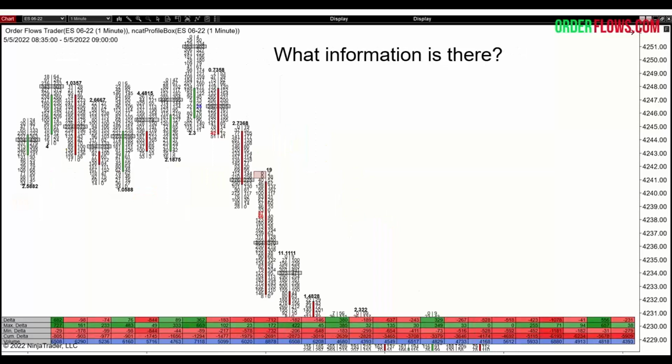Now, the footprint chart gives you a lot of information, right? It's going to tell you where the volume traded the most in a bar, right? That's going to be your point of control. It's going to tell you, were aggressive buyers or aggressive sellers in control of the bar, right? That's going to appear in the delta, right? So if you have positive delta, aggressive buyers were in control. If you have negative delta, aggressive sellers were in control of the bar.